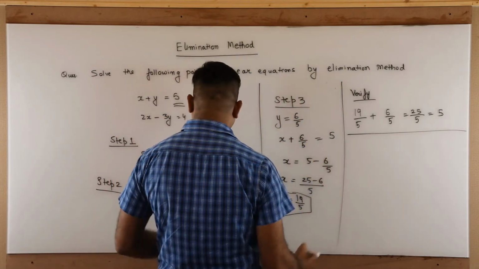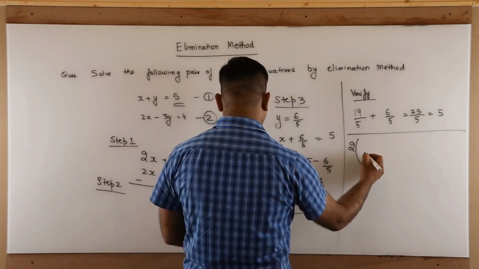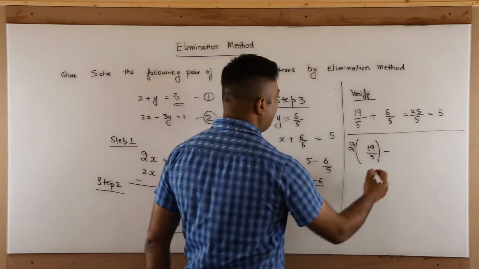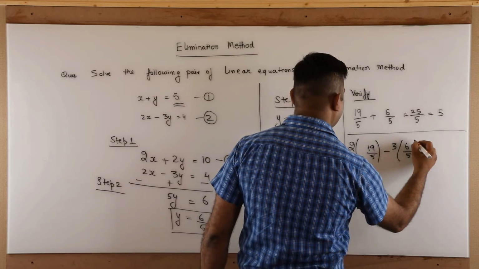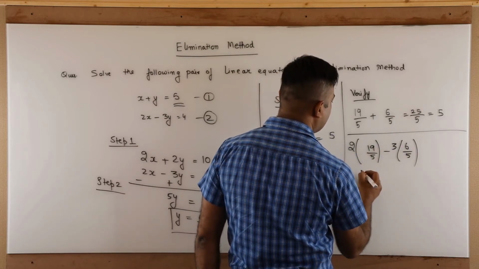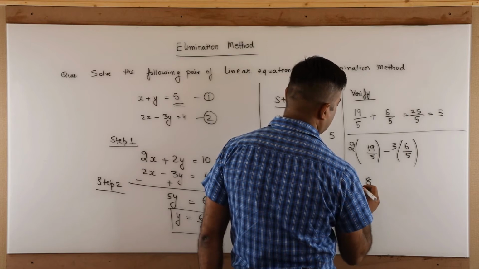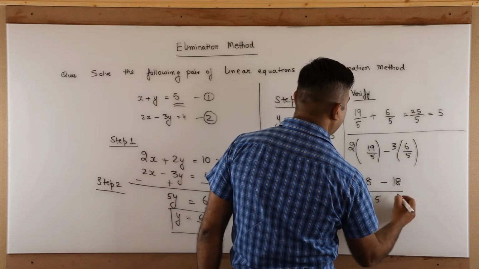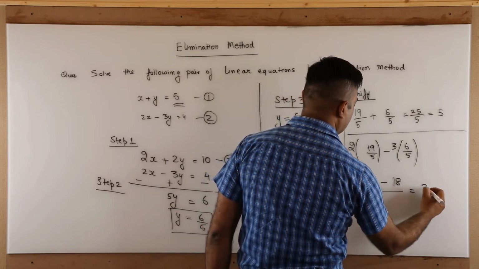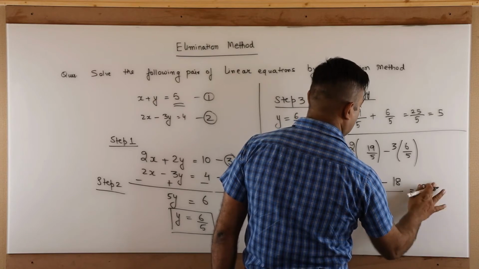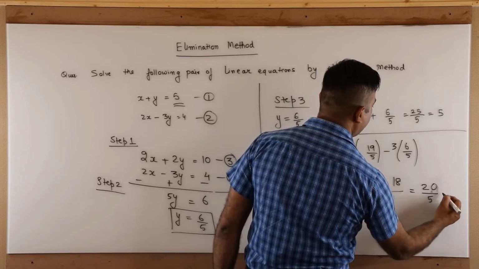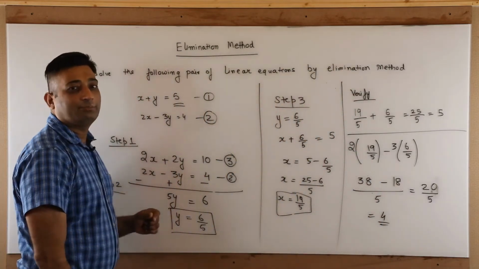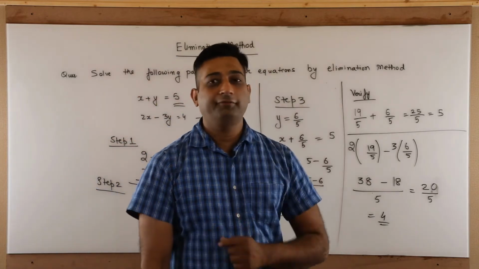Now we'll put the values of x and y in equation number 2. So twice of 19 by 5 minus 3 times 6 by 5. So we get the answer as 38 minus 18 divided by 5, which is equal to 20 divided by 5, which is equal to 4, which is equal to the right hand side of equation number 2. Hence, the solution is verified.